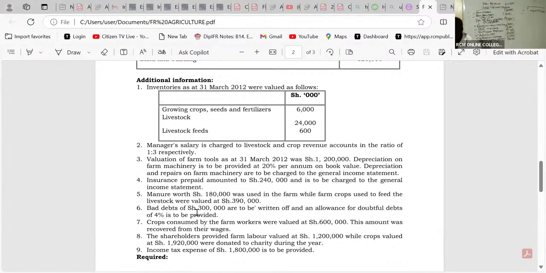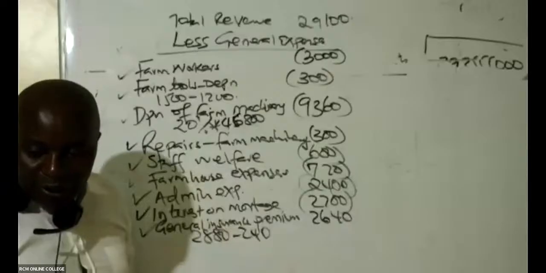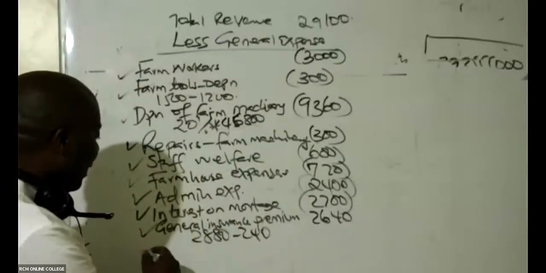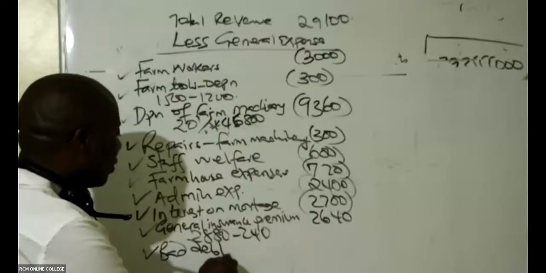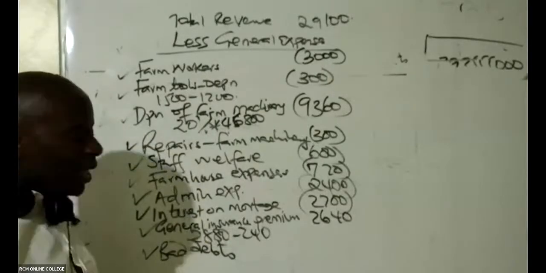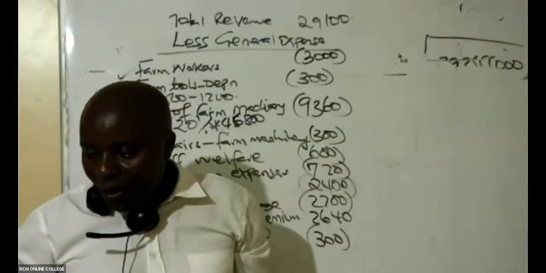Let's first of all write off bad debts. Bad debts are expenses for the entire firm. So mention there, note 6, bad debts. Where will I write? We shall record bad debts. So we have here bad debts, a figure of 300.